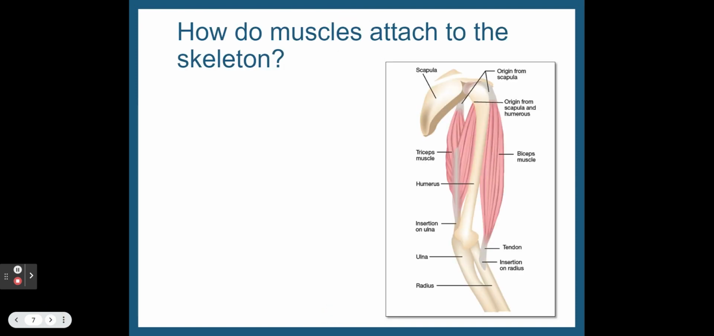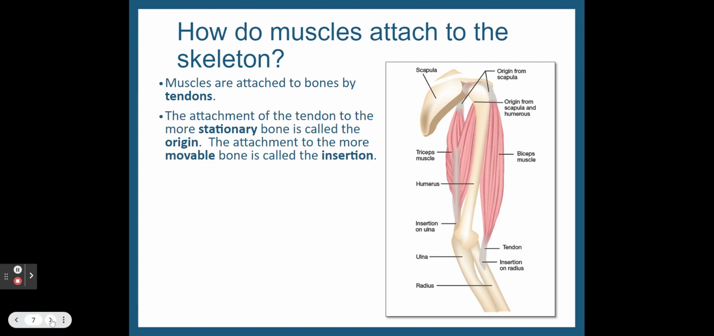Okay, so how do muscles attach to the skeleton? Muscles are attached to bones by tendons. And the attachment of the tendon to the more stationary bone, that's called the origin. So you can see in this image where it says origin from scapula and origin from scapula and humerus.